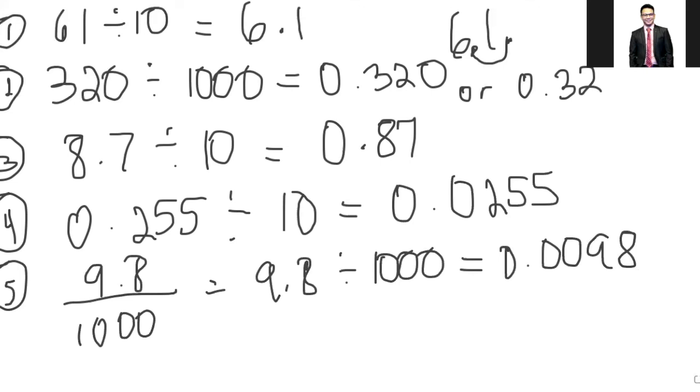Again, for division, we will just move the decimal point depending on the number of zeros that we have. If it's tens, we will just move it 1 unit, 100, 2 units, and 1,000, 3 units. If it's multiplication, to the right. If it's division, to the left.